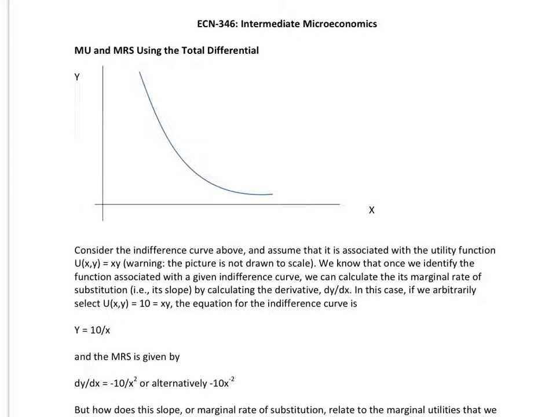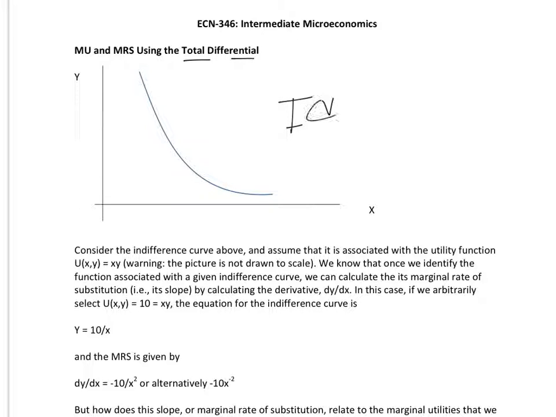This short tutorial is going to try to explain how marginal utility and marginal rate of substitution are related, and we're going to use a concept from mathematics called the total differential. Okay? So I want you to imagine that you're looking at an indifference curve.